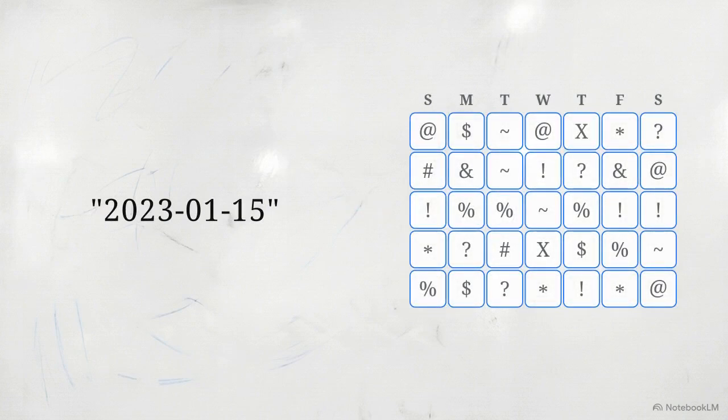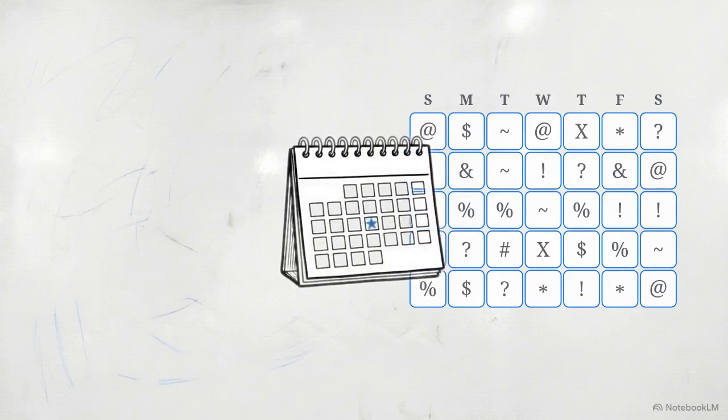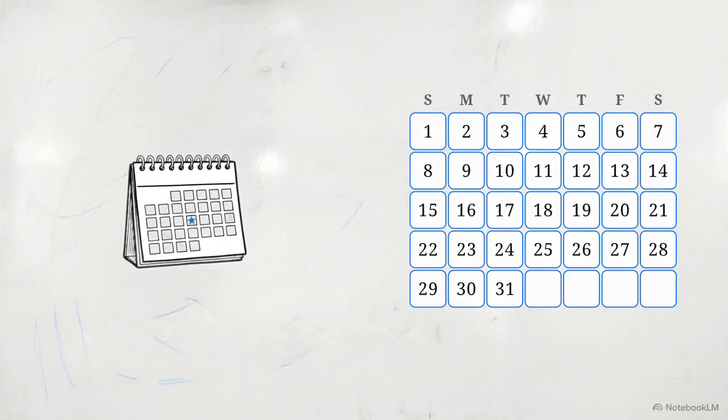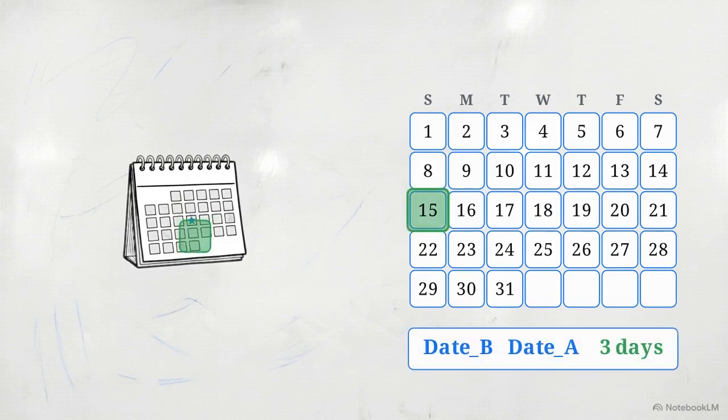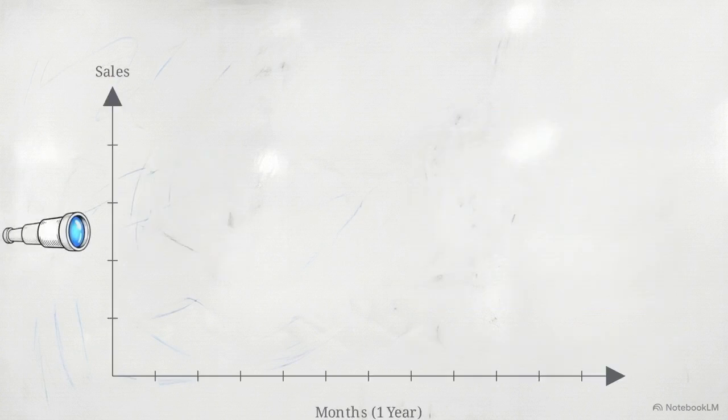We fix this by converting that text into a date-time object. We are teaching the computer how to read a calendar. Now it can recognize weekends, calculate the days between 2 events, and track the flow of time. Now that our timeline is functional, we can use the time telescope to examine our sales.